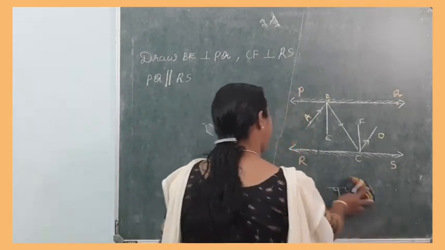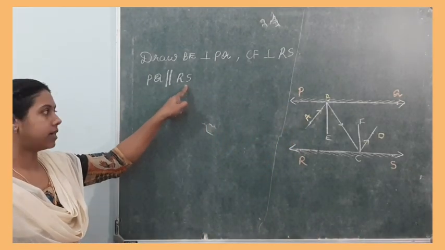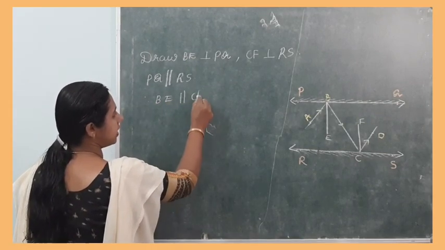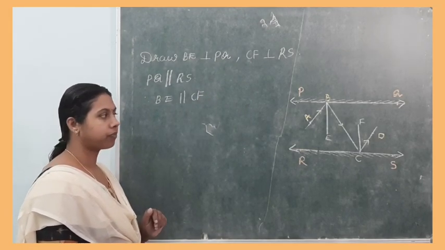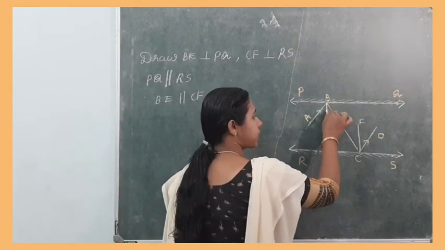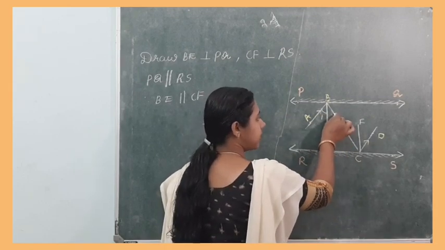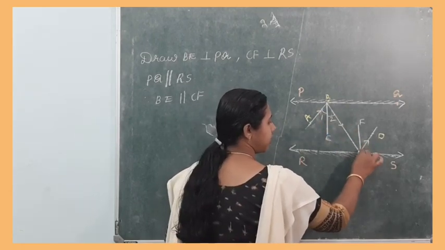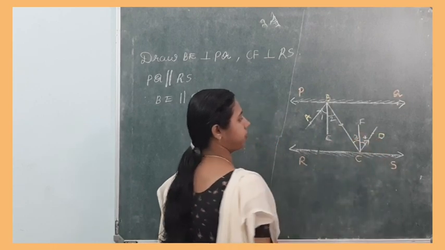So PQ is parallel to RS. Therefore, BE is parallel to CF. Now you can mark this incident. We know that this is the incident ray, so this angle is called the angle of incidence. You can mark it as 1. This is the reflected angle, so angle 2. And this you can mark as 3, and this as 4.